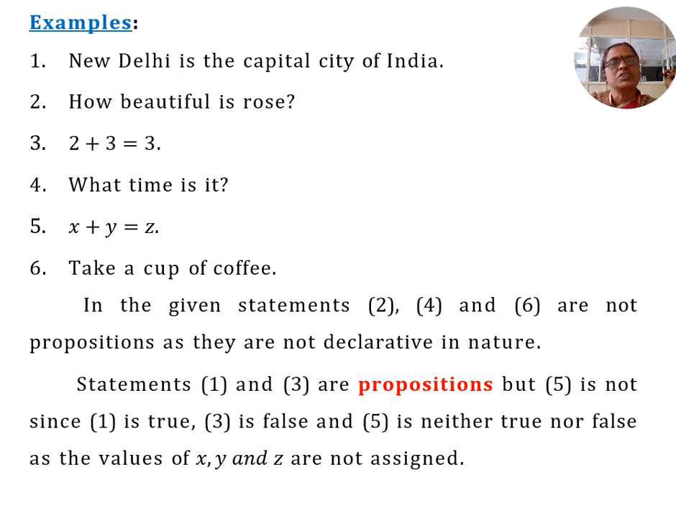The fourth one is not considered as a proposition, it is a question type. And the fifth one, x plus y equal to something, is neither true nor false, as the values of x and y are not assigned. So this is also not a proposition. Take a cup of tea. This is not coming under proposition.